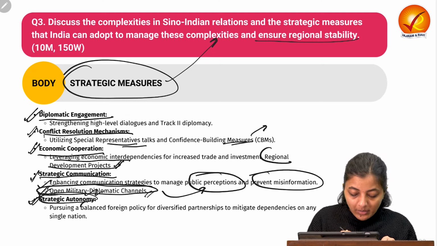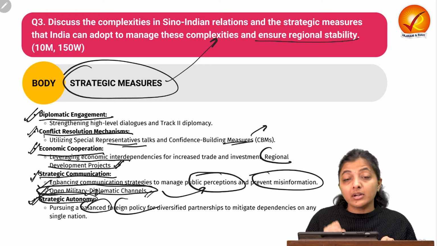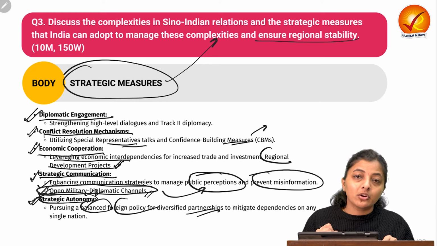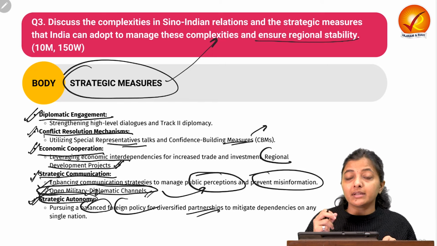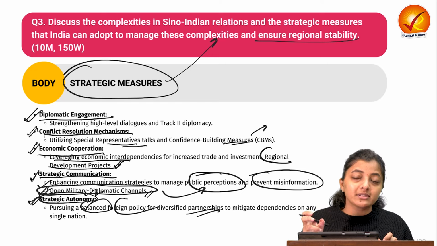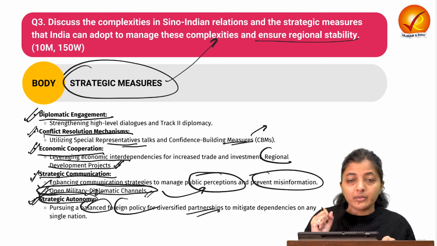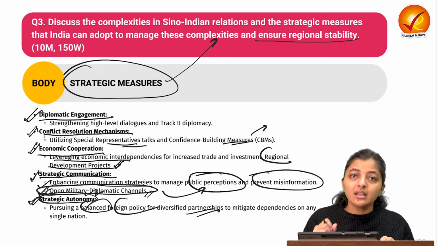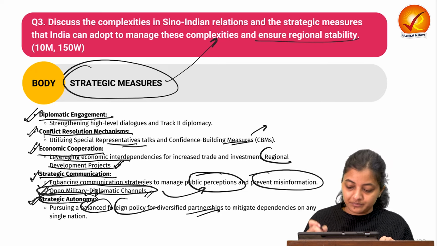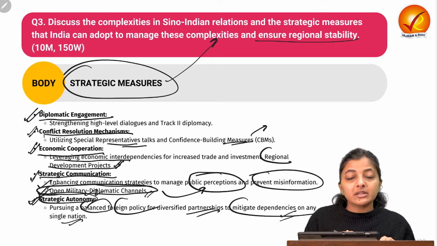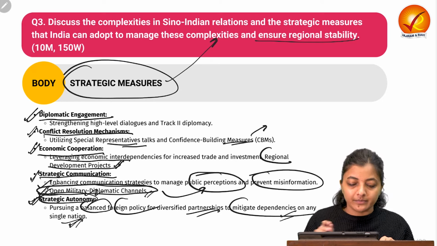Next is about strategic autonomy. We need to pursue a balanced foreign policy for diversified partnerships, to mitigate the interdependencies, like we are heavily dependent on some major products imported to India from China. So we need to diversify our partnerships with other nations as well, and avoid this much dependency on any single nation.